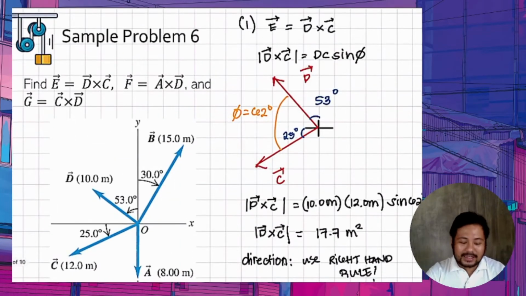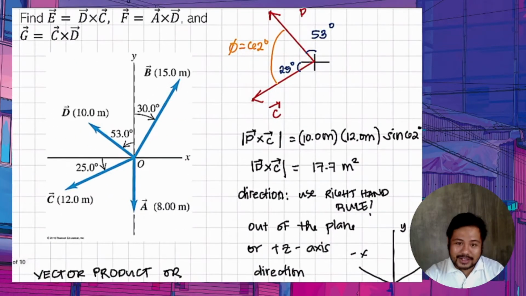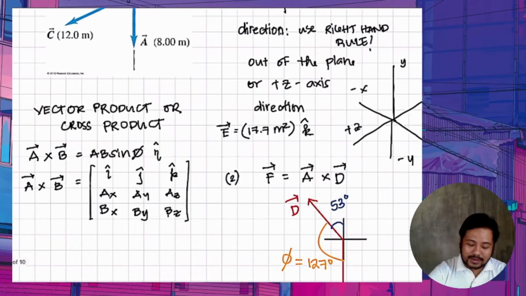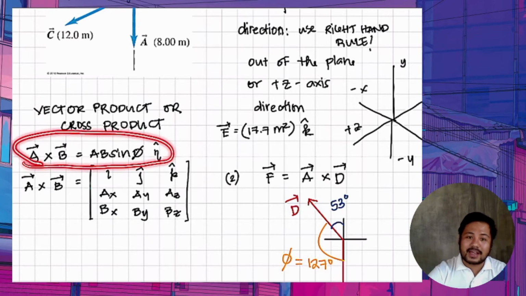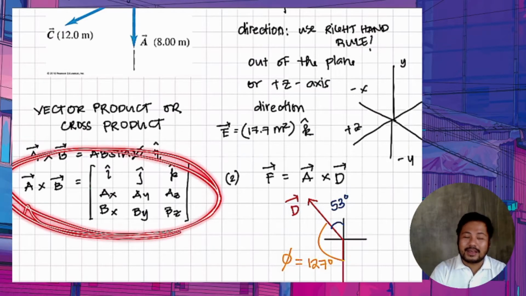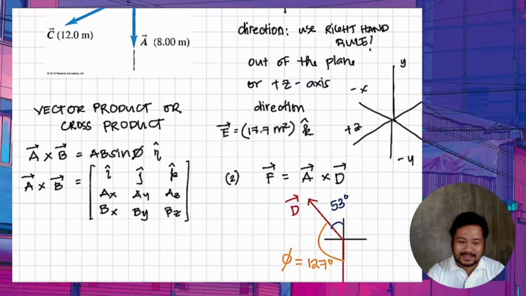Example number 6. Find vector E, that's equal to vector D cross vector C. Find F, that is equal to A cross D. And G, that's equal to C cross D. Same illustration, you have 4 vectors there, A, B, C, and D. For the vector product, for all we know, we have this one: A cross B is equal to AB sine phi n hat, wherein n hat denotes the direction. And we have the other one using the matrix, the basket method.